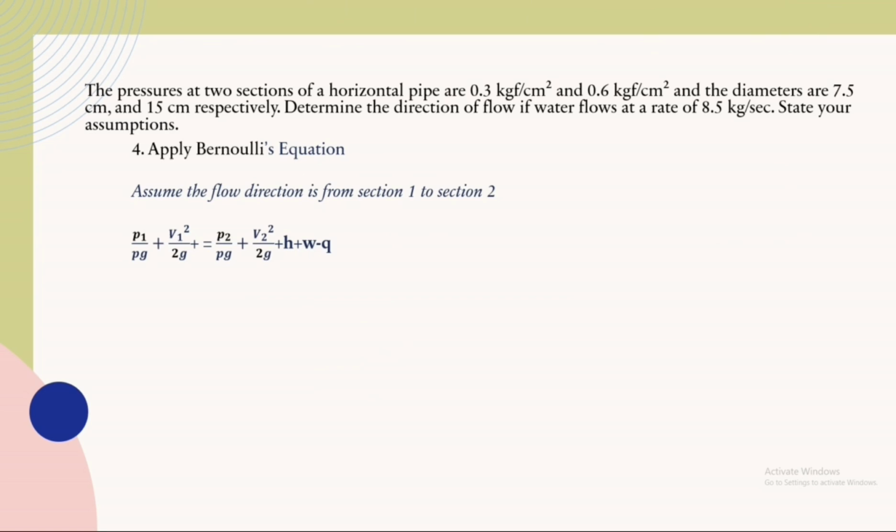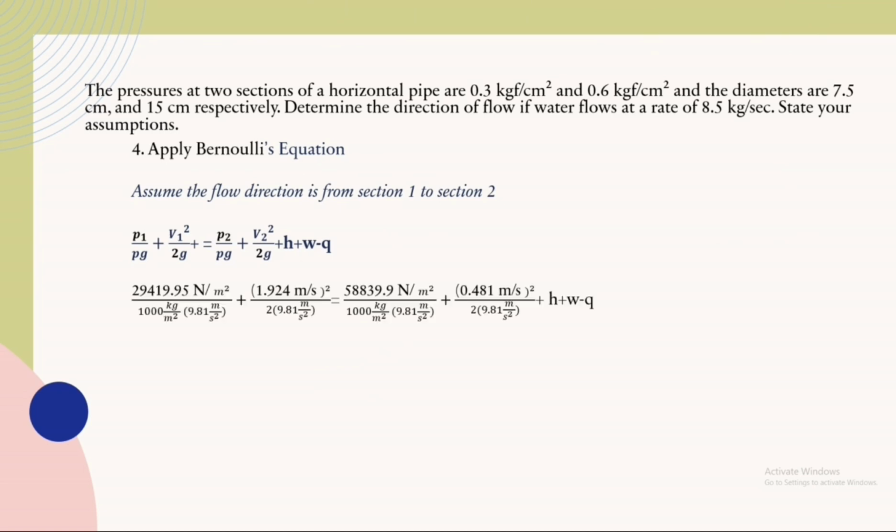Since our problem says to state our assumption, we will assume the flow direction is from section 1 to section 2. We will apply the Bernoulli's equation. We will simply substitute the pressure and the flow velocity of section 1 and section 2 into our Bernoulli's equation. Since we have input the given data, we will solve for the height.